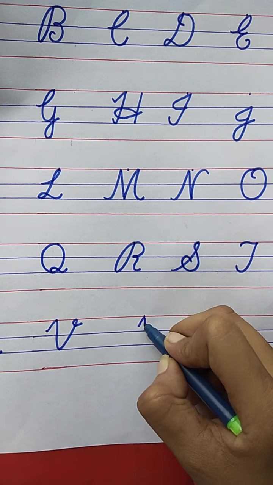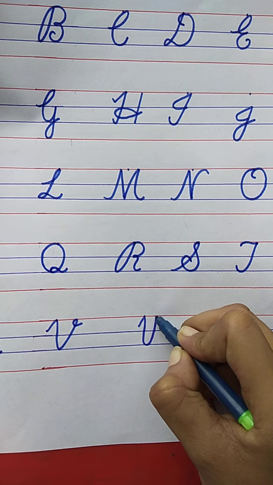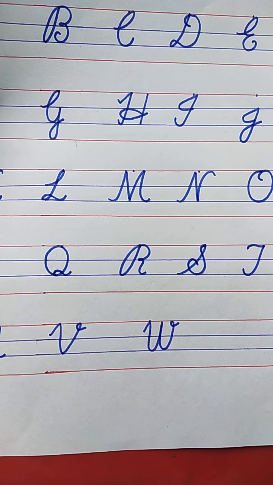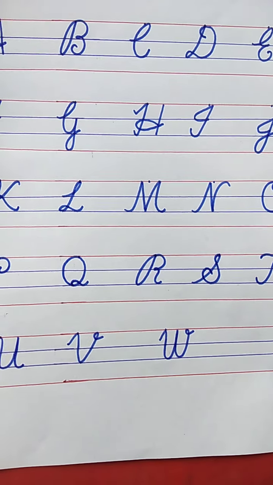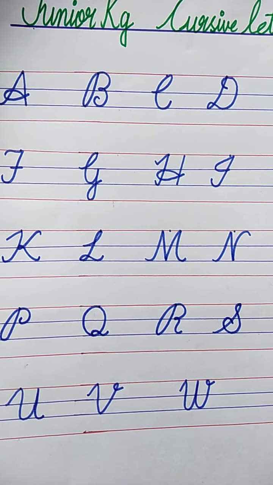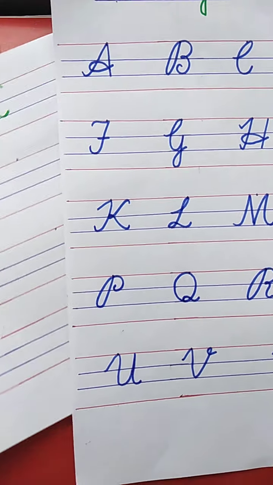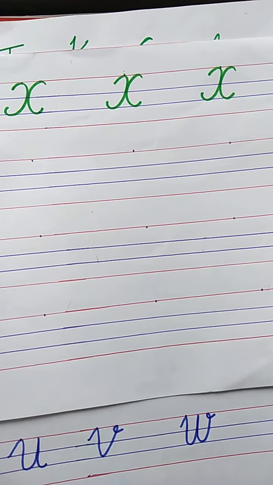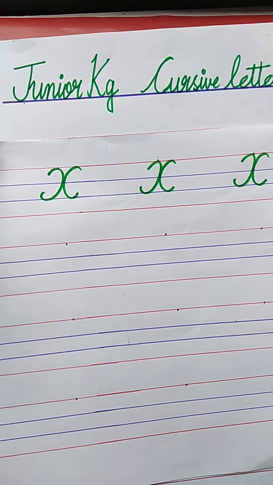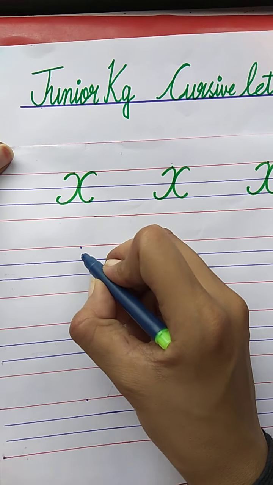The next letter is W. See here. W for watch. The spelling of watch is W-A-T-C-H, watch. W for watch के बाद next letter क्या आता है children? X. X for Xmas tree. X for Xmas tree. Now see here and draw with me.